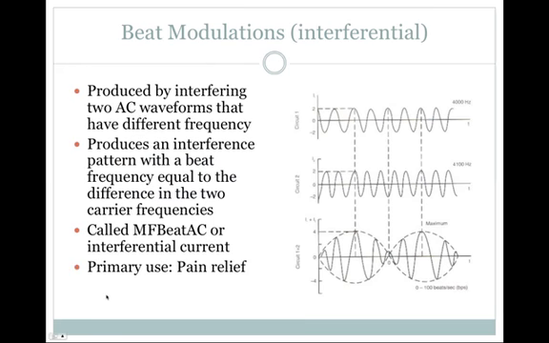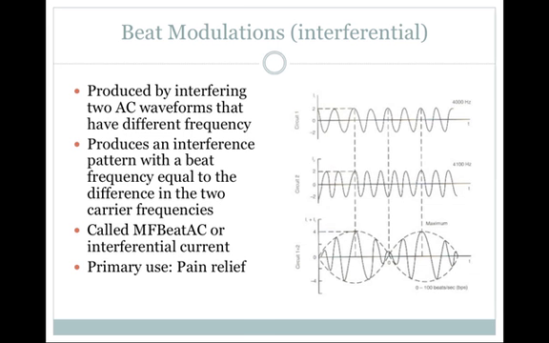Another type of modulation that you might encounter is what's called a beat modulation, and this is what we call interferential current. What we're doing is setting up what's called a beat frequency, and we do that by taking two different waveforms. On the right hand side of the screen you see a waveform running at 4,000 hertz, and underneath it one at 4,100 hertz, and those are cycles per second. As you can see, those are AC type currents, alternating currents, going from positive to negative.